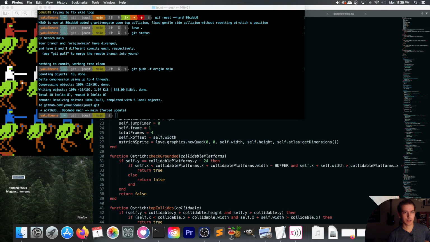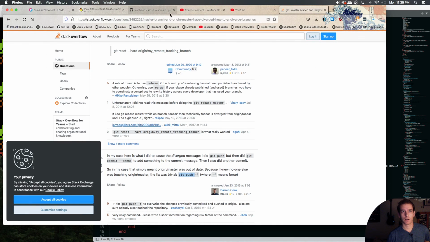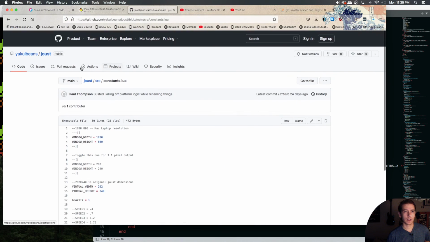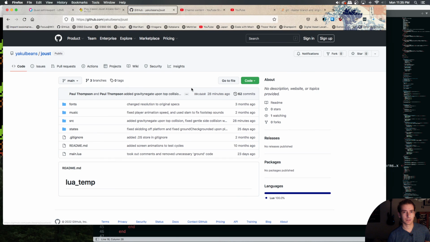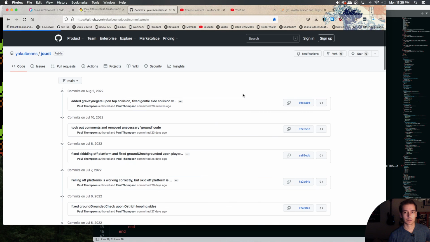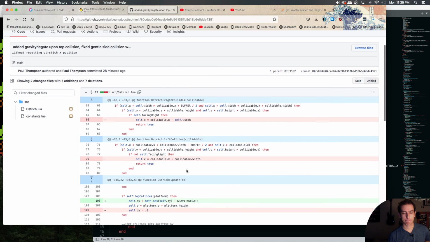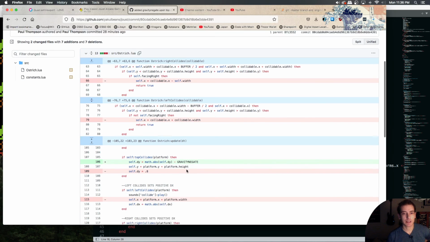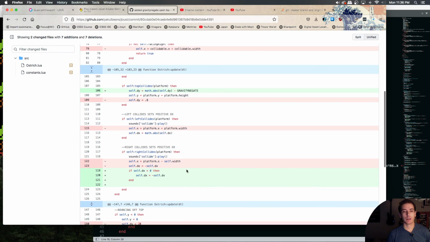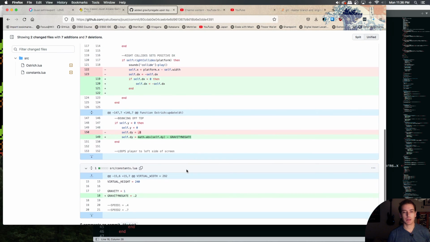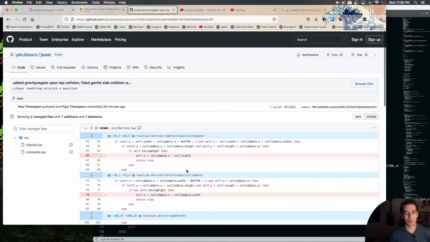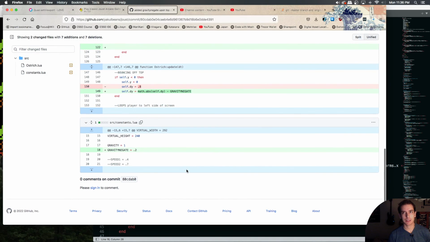So let's see if in our Joust repository we have our latest commit, which is added gravitynegate. Yep. Okay, so we can just use dash f next time. I want to figure out more about what git rebase is.